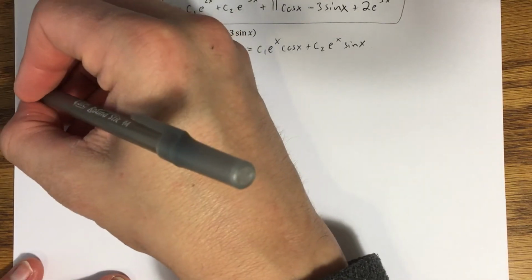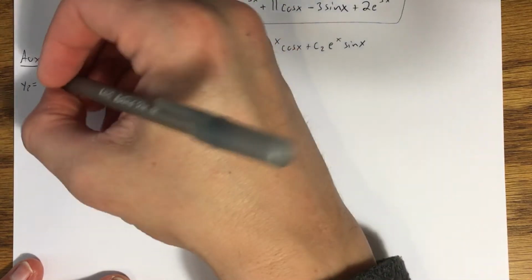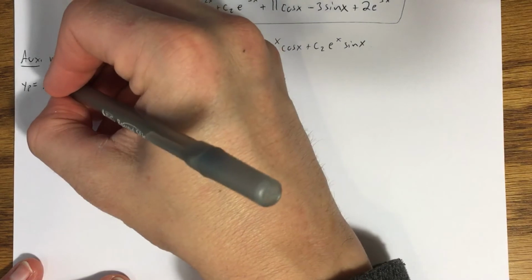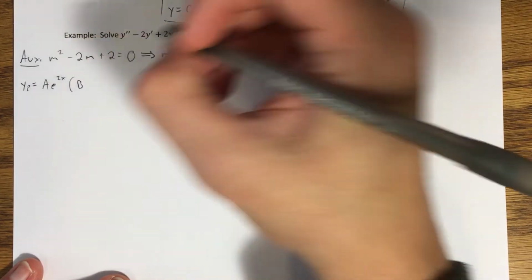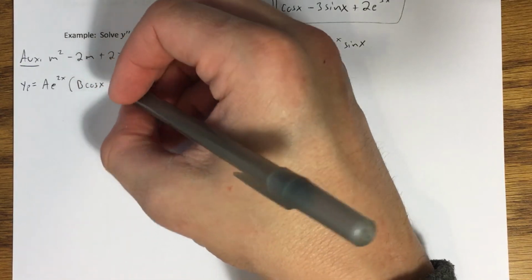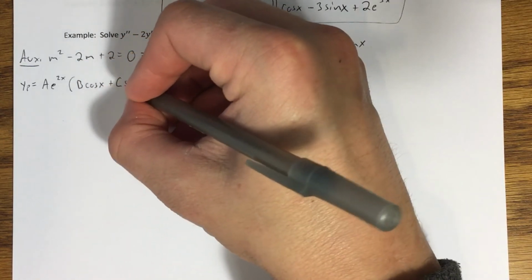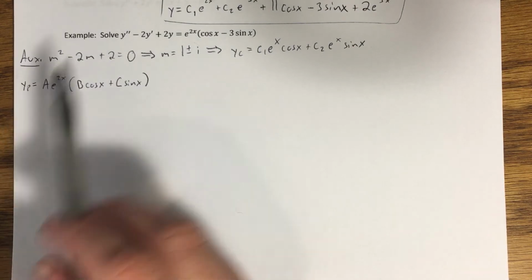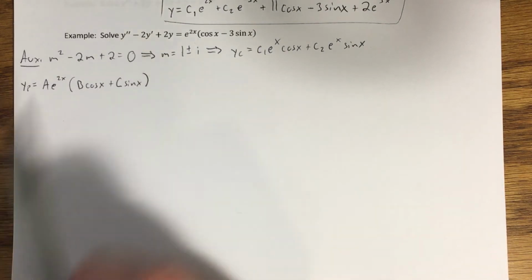So I'm going to make this as my guess. yp equals a e to the 2x times b cosine of x plus c sine of x. And here is where we get to really messy calculus, which I am not going to spend a bunch of time doing. So notice, in order to do the derivatives, we need two derivatives here, because we go up to y double prime.